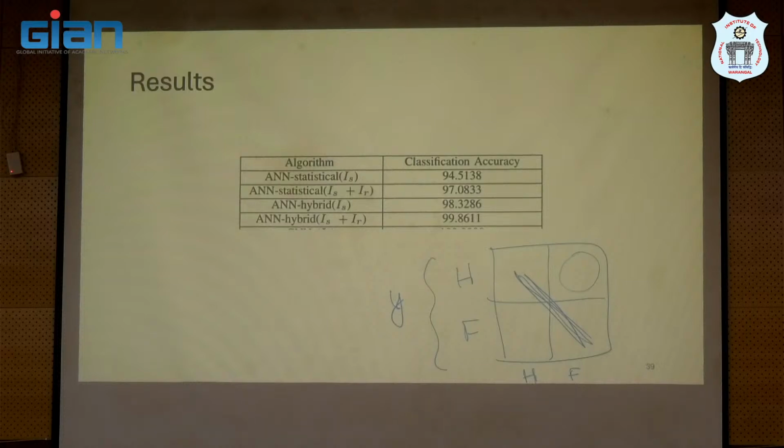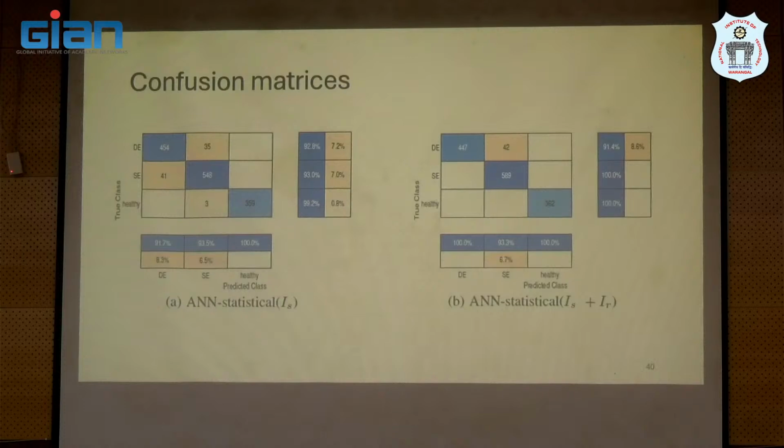Okay. So the confusion matrix for my implementation is shown here. 91.7% of the time it could predict dynamic eccentricity correctly. 93.5% of the time it could predict static eccentricity correctly. For healthy, it was able to predict 100% of the times. Probably it was already overfitted by then. Usually when you get 100% classification accuracy, you can more or less be certain that you have an overfitted model.